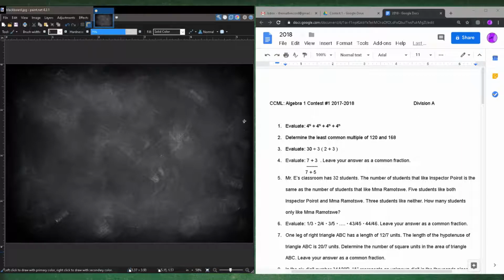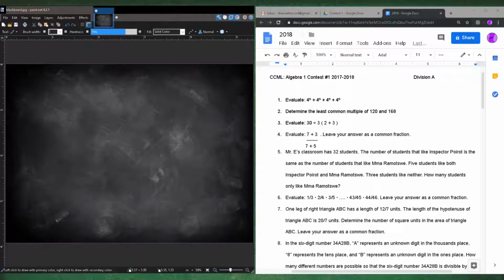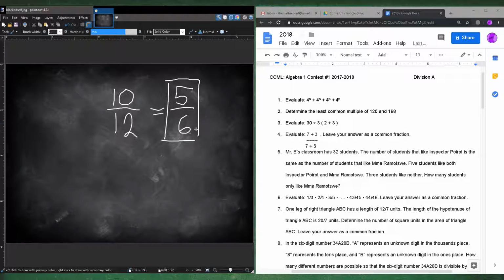Okay, number 4. Evaluate 7 plus 3 over 7 plus 5. Leave your answer as a common fraction. So 7 plus 3 is 10. 7 plus 5 is 12. So you gotta leave this as a common fraction. So you divide the top and the bottom by 2. So 10 divided by 2 is 5. 12 divided by 2 is 6. So your answer left in the simplest form is 5 over 6.